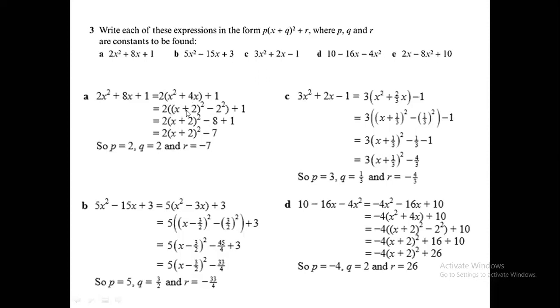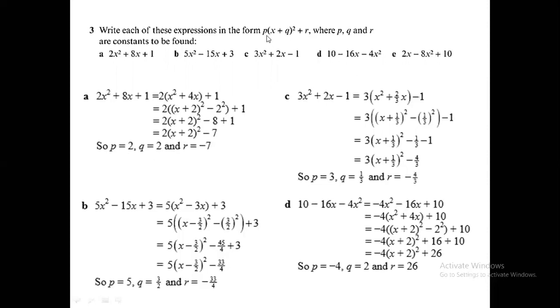Then you can write x plus 2 whole thing squared, minus the square of this number, minus 2 squared. Then plus 1 you can write outside the bracket. Then this is 2 into x plus 2 whole thing squared, minus 2 squared, which is 4, and 4 into 2 is 8. That is how it came, because they haven't written the intermediate step. So it is 2 into x plus 2 whole thing squared, minus 8 plus 1, which is minus 7.